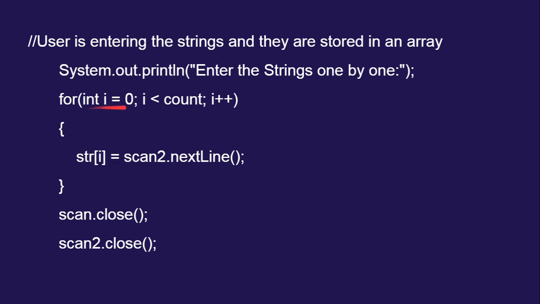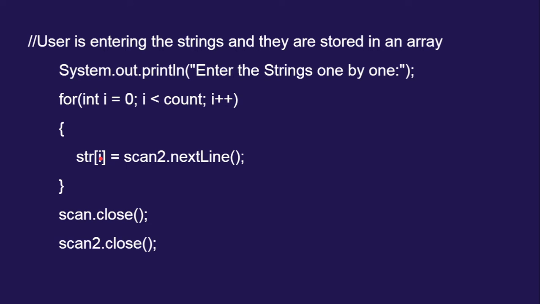This particular loop will keep on repeating for how many times? For the count times, maybe 10 or 20 or 100, however many count you give. So accordingly, this loop repeats from 0 to count, and it will get the data through the object scan2, and it is stored in the string[i].